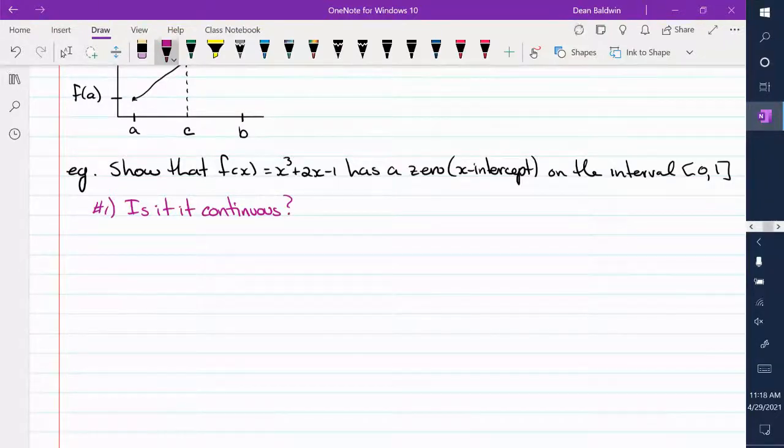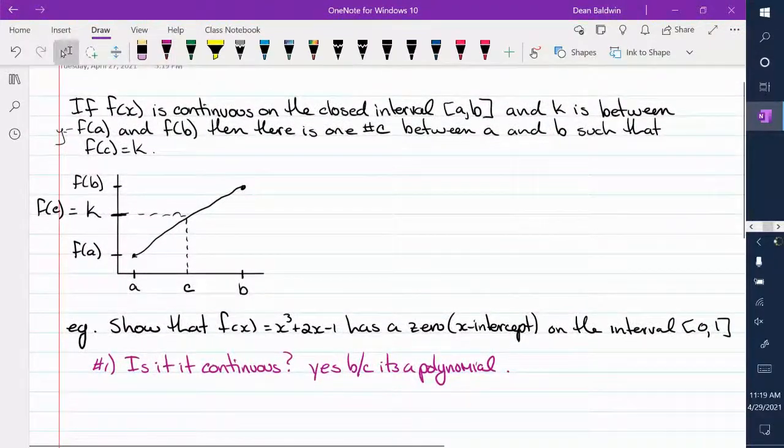Wild guess. There's no x in the denominator, i.e., it's a polynomial. All polynomial functions are continuous. So you can literally go, yes, because it's a polynomial. Okay, so we know it's continuous. That's the first part of the theorem. If f of x is continuous, you need to meet this criteria. Okay, so it's continuous.